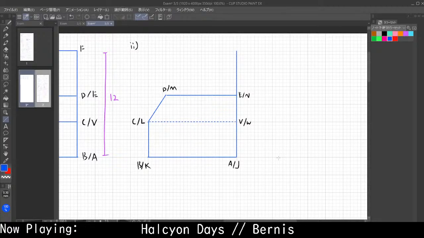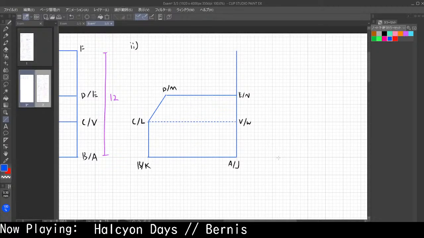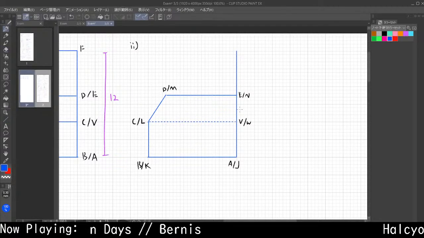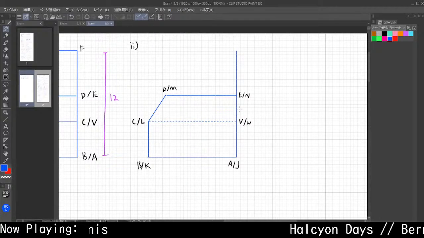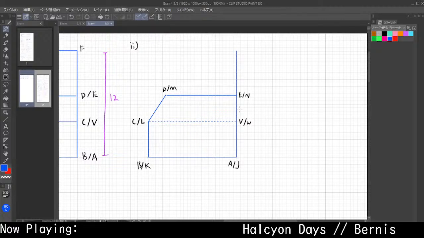Okay, so that is that. So the donkey and your C are now connected. So that's the fun part done.